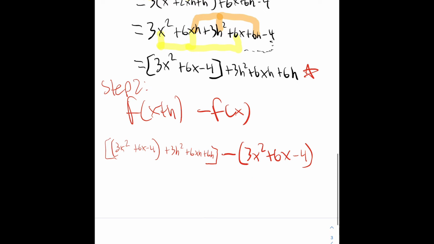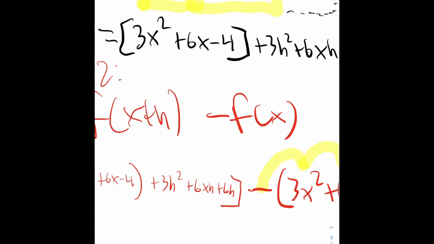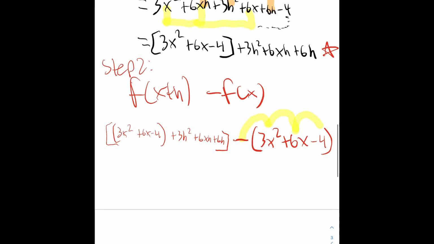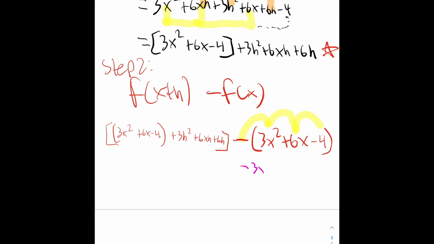And now we can start to simplify. So again, remember that this gets distributed here, here, and here. We're going to add a page so we get more room. Sweet. All right, so I'm going to rewrite this in a different color just so we can see it. Negative 3x squared minus 6x plus 4.